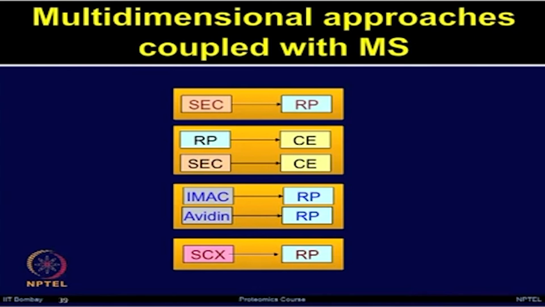We have talked about size exclusion chromatography, which separates proteins based on the size or the molecular weight, reverse phase based on hydrophobicity. Then we have capillary electrophoresis, which separates based on the charge. IMAC is affinity-based interaction, reverse phase again hydrophobicity, strong cation exchange based on the charge. So, these are different methods which we have discussed. Now, we are looking at how the combinations of these can be applied for proteomic investigations.